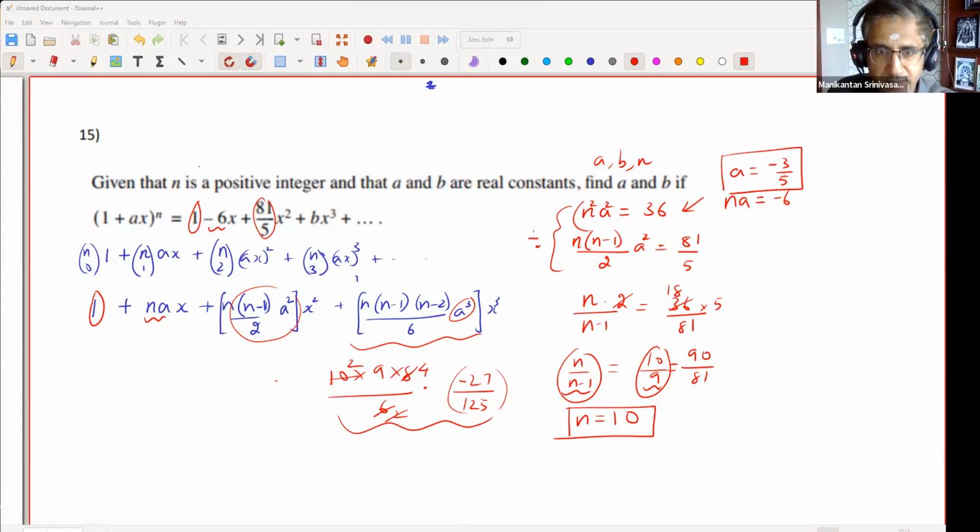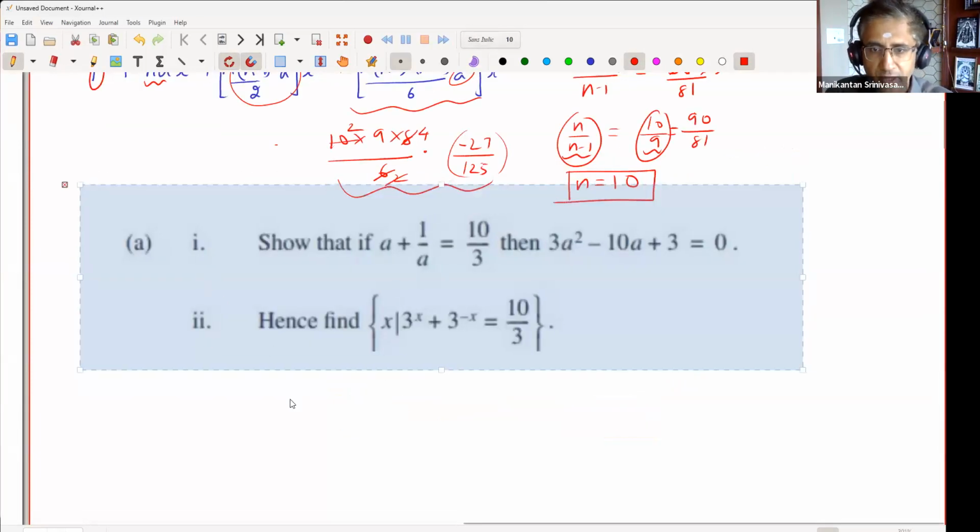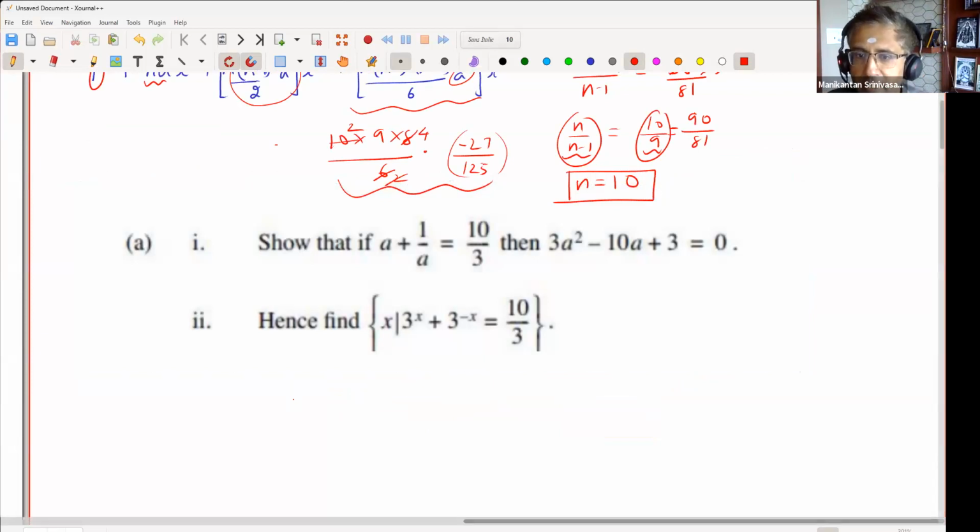Question 16. First part. I'm just doing it for completeness and practice, even though some of them might be very easy. Show that if a plus 1 by a equals 10 by 3, this is just cross multiplication, right? If I multiply throughout by a, I get a square plus 1 equal to 10 by 3 times a. So you can rearrange, I get this quadratic.